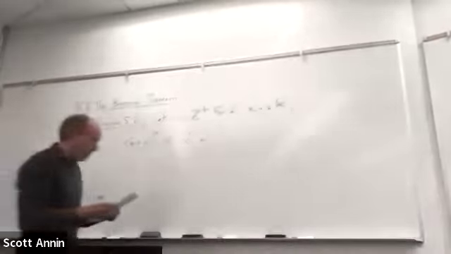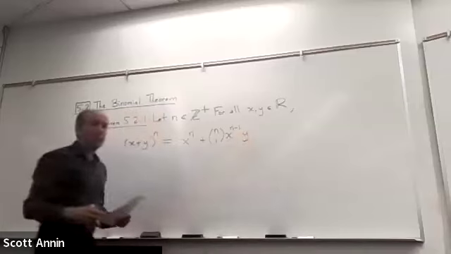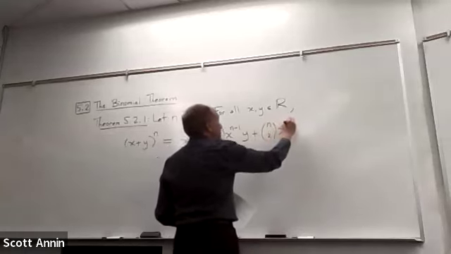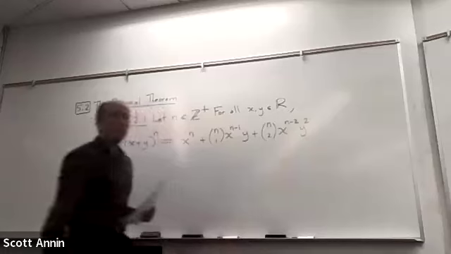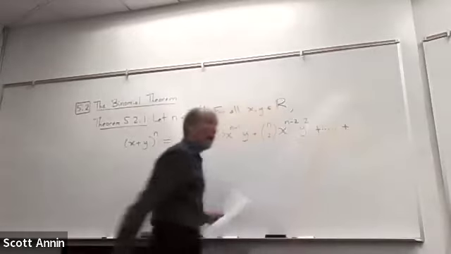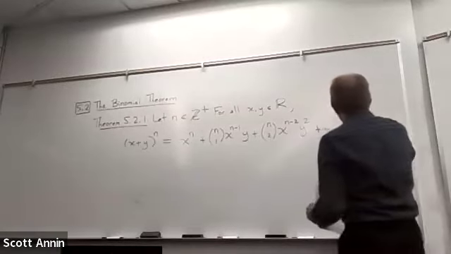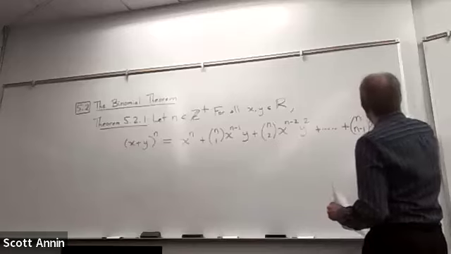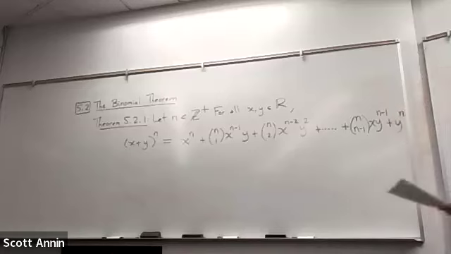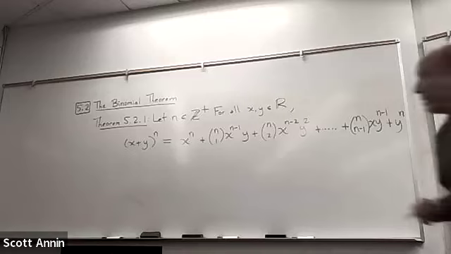x to the power of n plus n choose 1 times x to the power of n minus 1 times y. And then the next term is going to be n choose 2 times x to the power of n minus 2 times y squared. And I'm going to keep adding terms like that, dot, dot, dot. We keep going with this. Eventually we'll hit n choose n minus 1 times x times y to the n minus 1. And then finally, the last term is just y to the n.